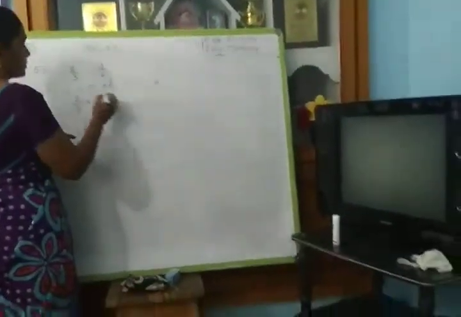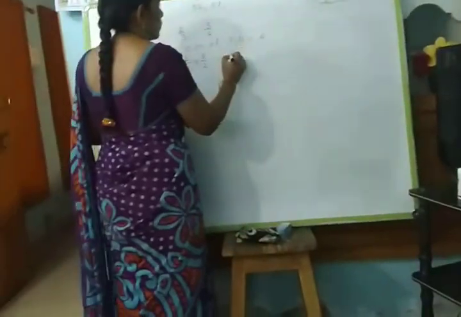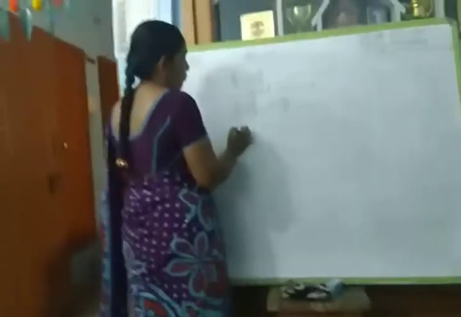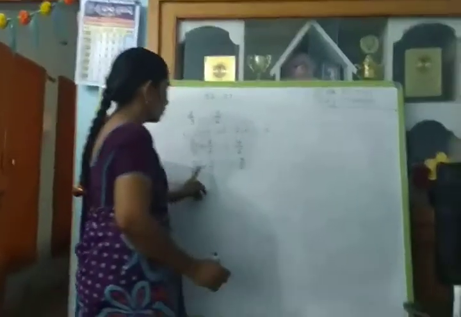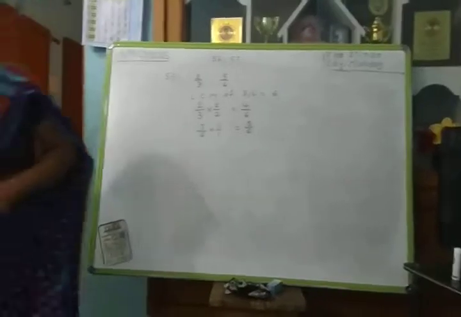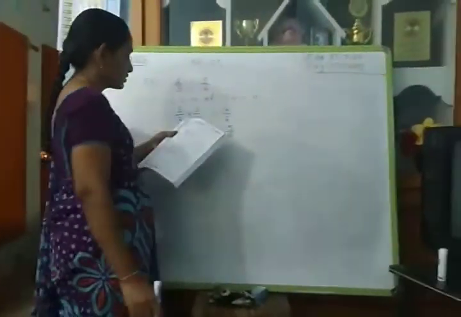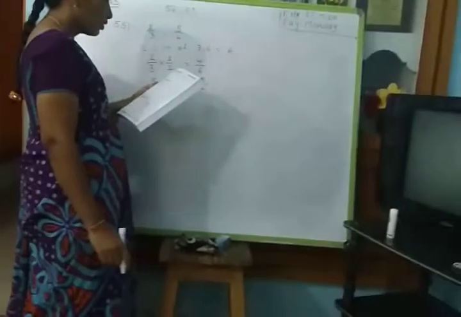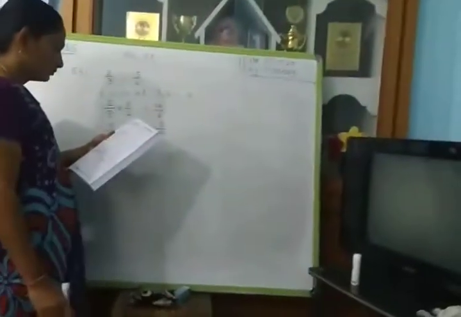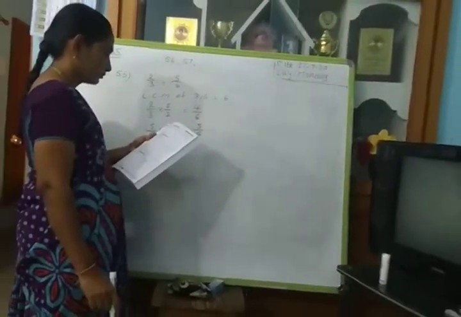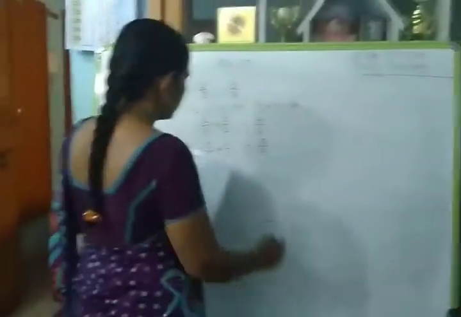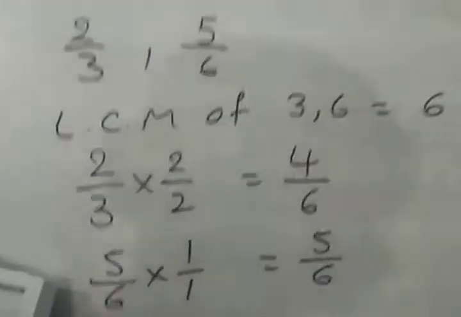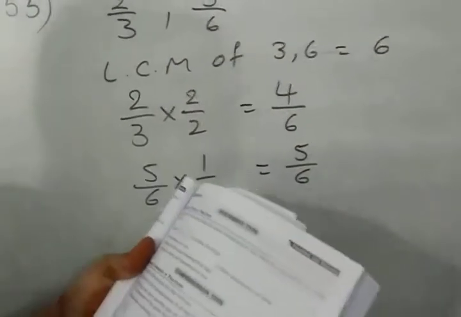So 3 table, 6, how many times? 2 times. 4 by 6. 5 by 6 already has denominator 6, so no need to multiply. One table only. So 5 by 6. So if you convert 2 by 3 and 5 by 6 into like fractions, what will you get? 4 by 6, 5 by 6.